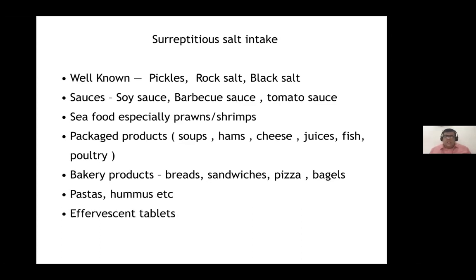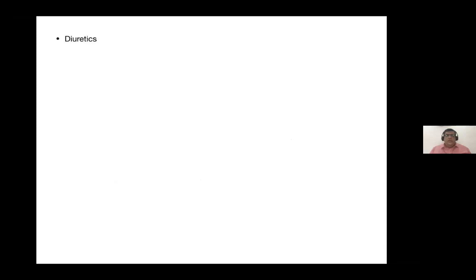Bakery products, because they have baking soda, are inherently rich in salt, like bread, sandwiches, pizzas, bagels, pastas, hummus. Your effervescent tablets are effervescent because they contain sodium bicarbonate, and that is why they have a large quantity of sodium. And dried fruit powders. So powders like amchur powder or imli powder, even if the package doesn't mention it, once you taste, you realize that a lot of them will have a lot of salt content.